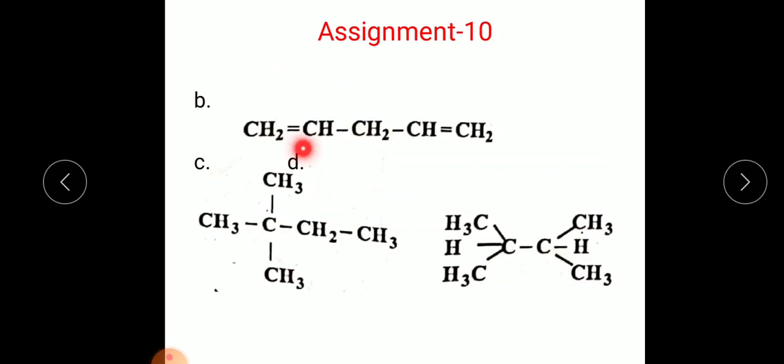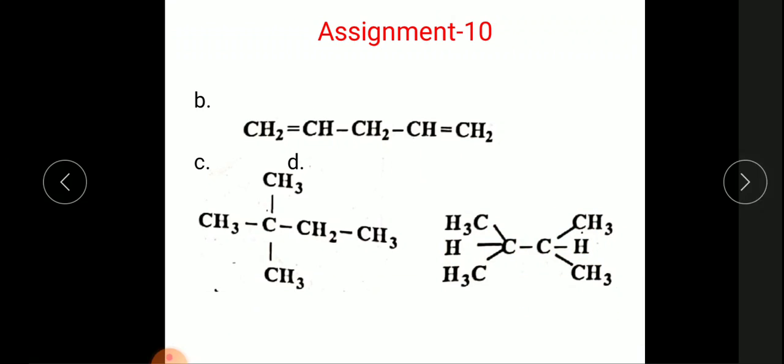B, this also you have to represent in bond line form: CH2 double bond CH, CH2, CH double bond CH2. C, CH3, C, CH3, CH3, CH2, CH3. And finally D is this one: CH3, C, CH3, this is H, C, CH3, H, CH3. Okay, so complete this assignment and send it in my mail.